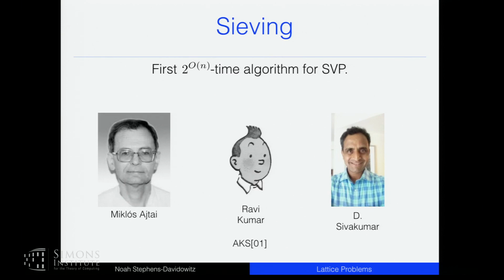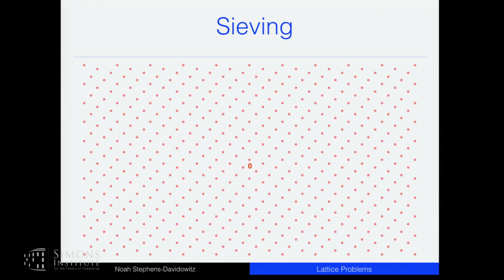OK. So here's exact. I'm mostly going to talk about sieving algorithms. Sieving was introduced by Ajtai, Kumar, and Sivakumar. This is the picture that Kumar puts on his website. I guess he's Tintin. But this was a major breakthrough algorithm, happening around the same time when Ajtai was proving worst-case to average-case reductions and proving NP-hardness. They also came up with the first singly exponential time algorithm for SVP. And it uses a really simple and elegant idea.